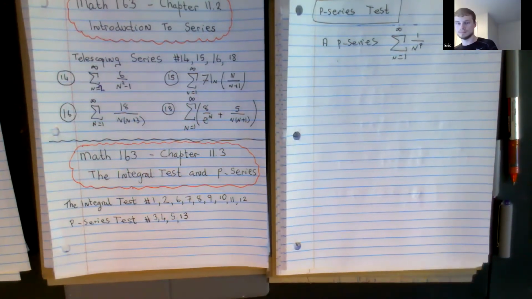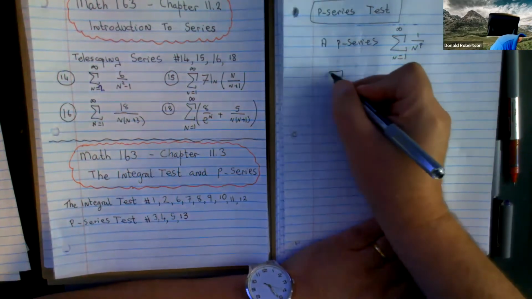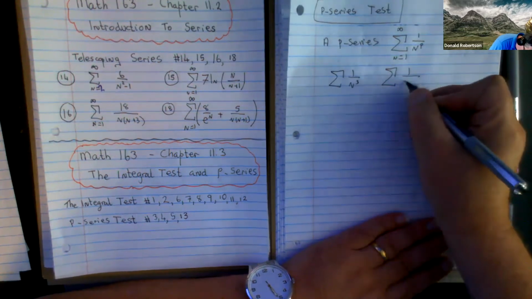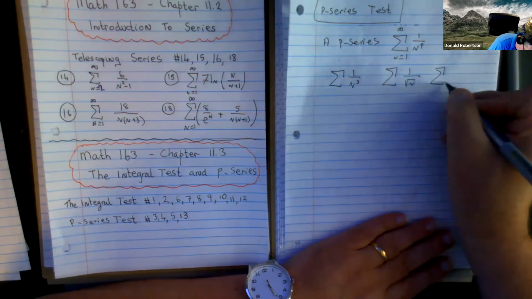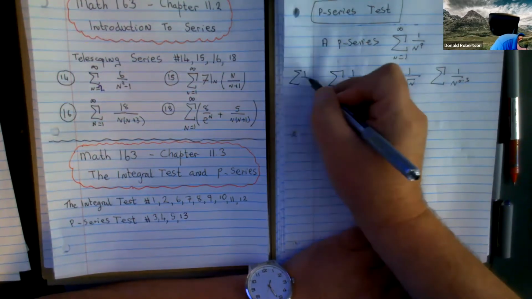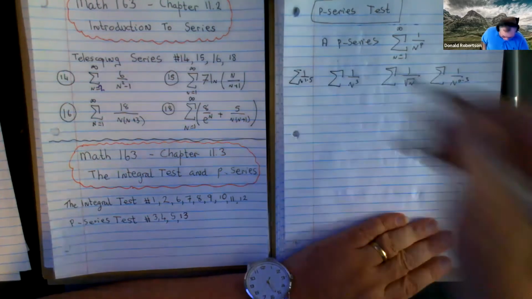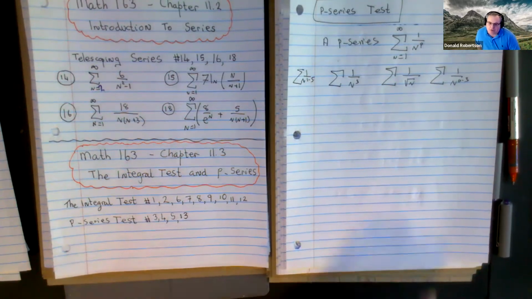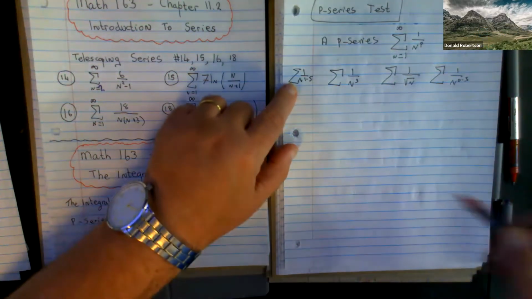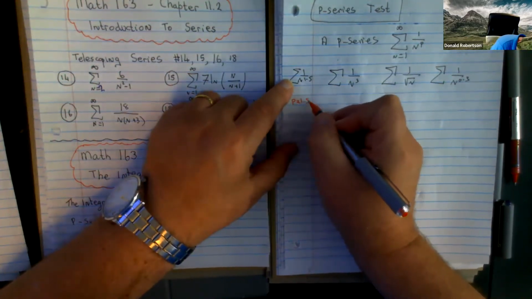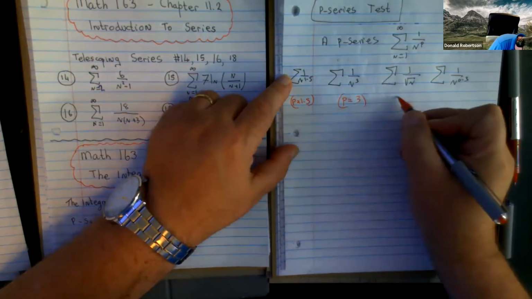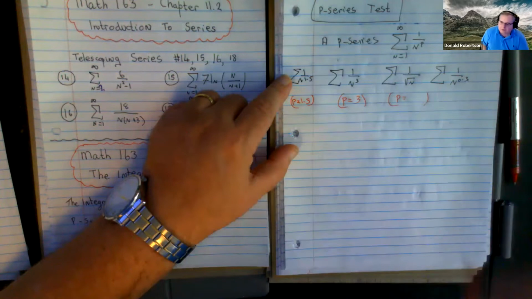Looks like that. So an example of a p-series: 1 over n cubed, 1 over the square root of n, 1 over n to the 0.3, 1 over n to the 1.5, right? Anything that can be written as 1 over n to the power of something is a p-series. This is called a p-series, p equals 1.5. This one is a p-series, p equals 3. What would be the p-series for this one?